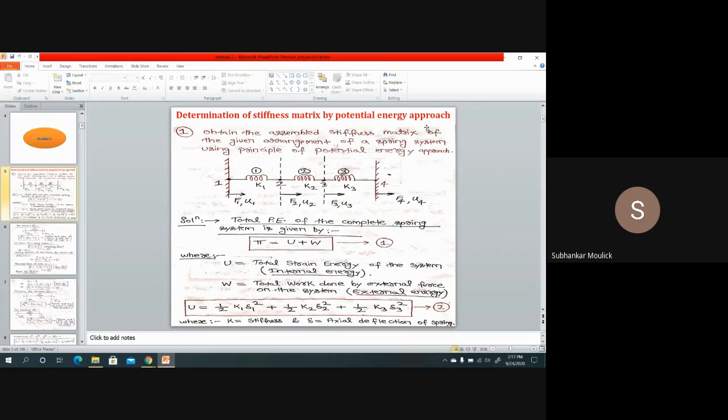If you remember, in the first module, after the first or second class, we solved one problem. We took one cantilever beam, applied an axial load, and found the stiffness matrix for that cantilever beam. Similarly, here also, for some problems, we will be finding the stiffness matrix, but using which method? We will be using the potential energy approach. Is it okay?